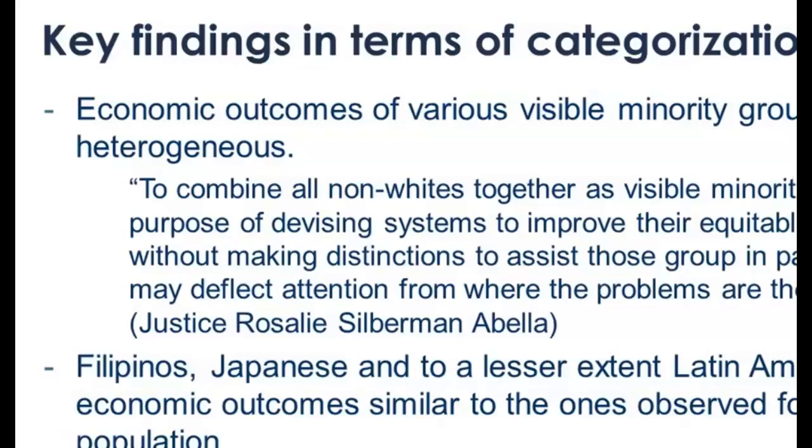Now, we also saw that Filipinos, Japanese, and to a lesser extent the Latin American, tend to show economic outcomes similar to the ones observed for the white population. We also see that the Black population and the South Asian will have some heterogeneity in terms of economic outcomes depending on their ethnic origin, and we could probably benefit from refining those categories further to understand exactly what the inclusion or exclusion dynamic is.